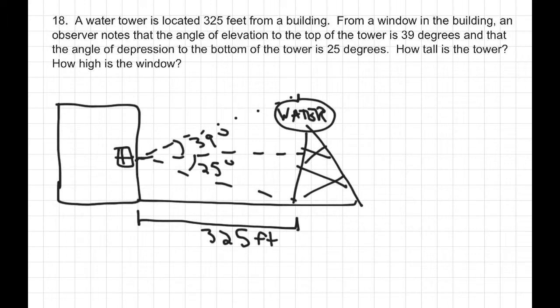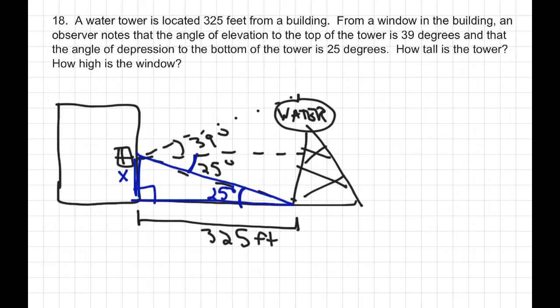So there are two things I want to find, and I'm actually going to start with the easy one, which is how high up the building the window is. Because this is a right triangle, and I know the bottom of the triangle is 325 feet. And because I know that this angle here is 25 degrees, by alternate interior angles, I also know that angle is 25 degrees. So I want to find how high up the building we need to go, x.